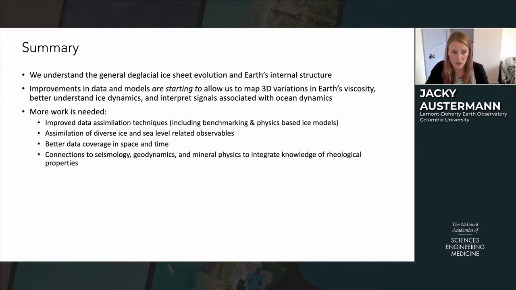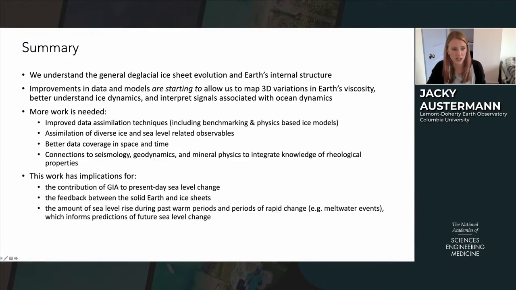Assimilating diverse types of data, being creative about that, getting better coverage, and then connecting to some of these other disciplines that have complementary knowledge that we need. And I didn't really motivate my work at the beginning because it was motivated through all the other talks. But if we have this better understanding, of course, it affects present day sea level changes. It affects our knowledge about the feedback of solid earth and ice sheets, as Pepper elaborated on. And it also affects our study of sea level during past warm periods, periods of rapid change, for example, meltwater events, that all are really important to understand ice dynamics and sea level change into the future. And I'm going to stop here, and I'm really happy to take any questions.